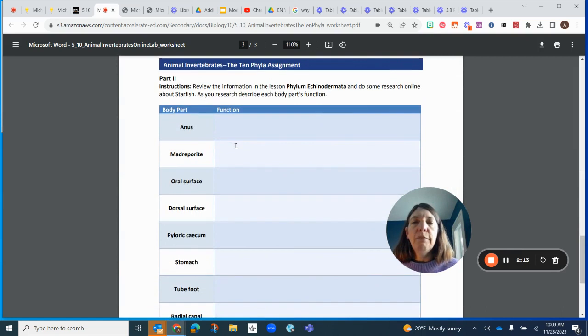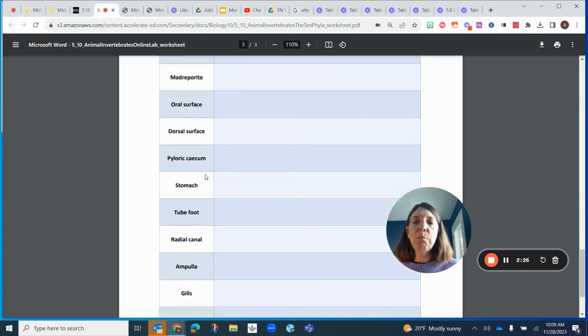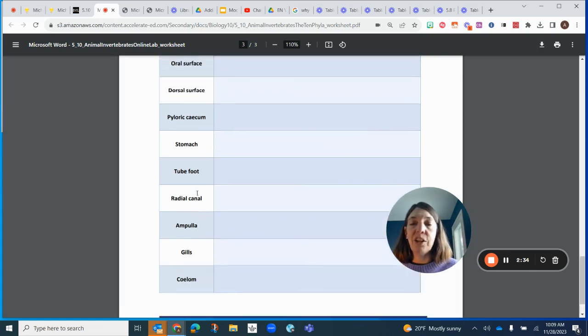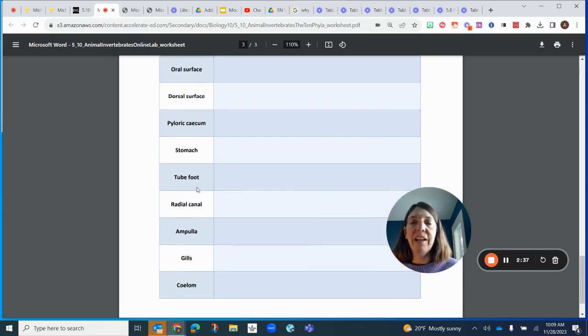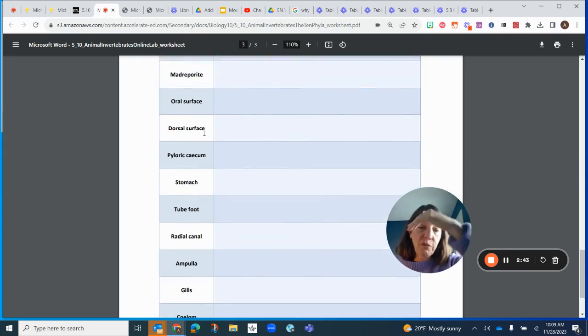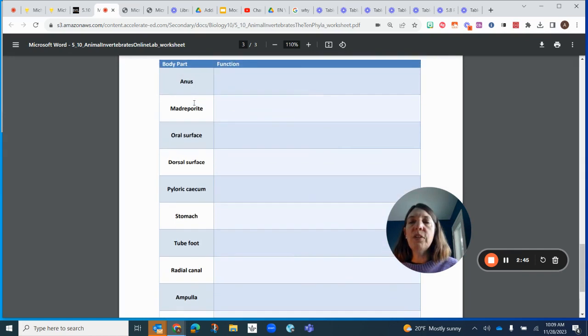And then finally, looking back on the last slide deck, which I just made a video about, Echinodermata, the starfish, you're going to explain each part and how it functions and what it does. Okay, the coelom, the body cavity, gills, ampulla, I know we talked a lot about that, tube feet, radial canal, the stomach, I'm sure you can figure out, pyloric cecum, dorsal surface, the outside, the oral surface, madreporite, and anus, obviously. We know what that is.